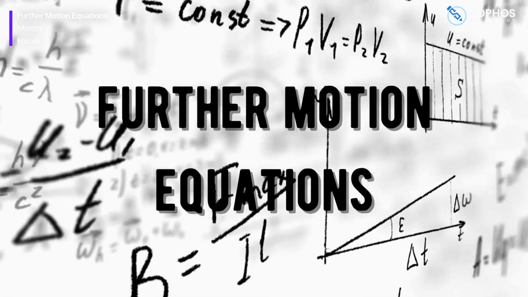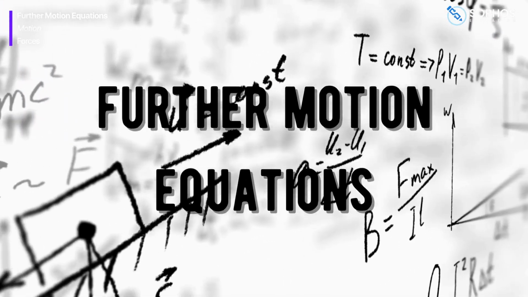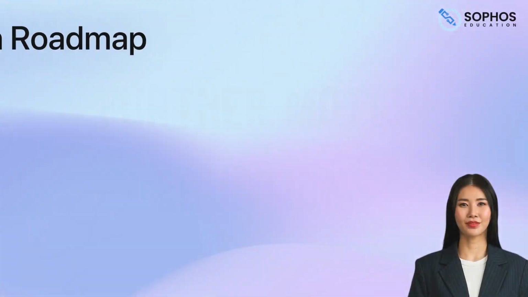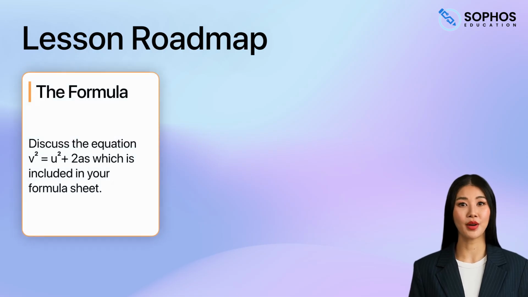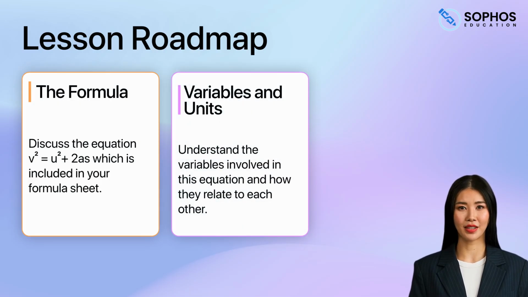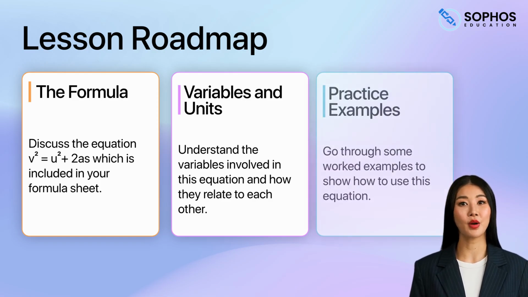Hello! Welcome to today's lesson on further motion equations. In today's lesson, we will discuss the equation v squared equals u squared plus 2as, which is included in your formula sheet. We will then walk through the variables involved in this equation and how they relate to each other. Finally, we will go through some worked examples to show how to use this equation.